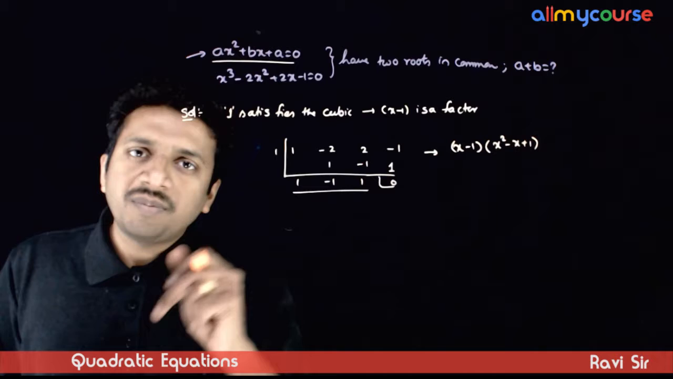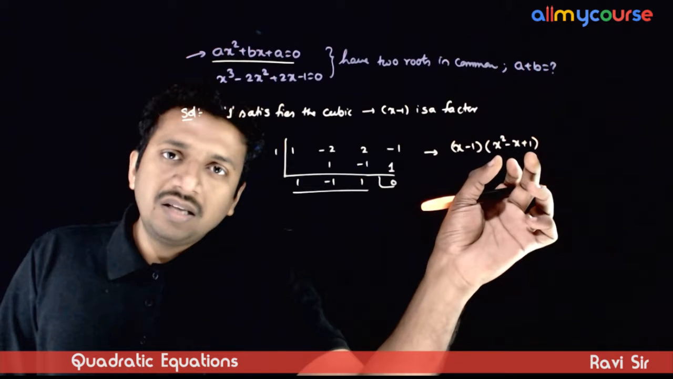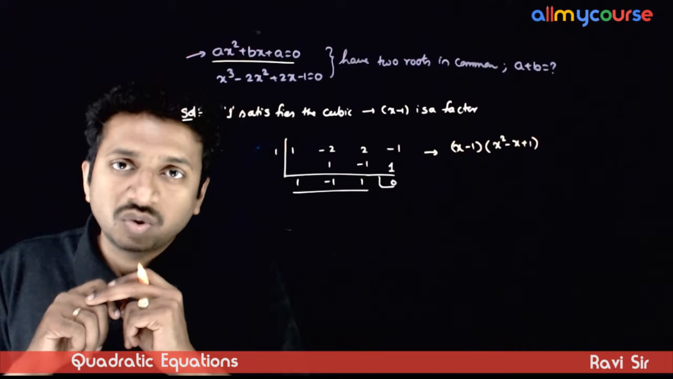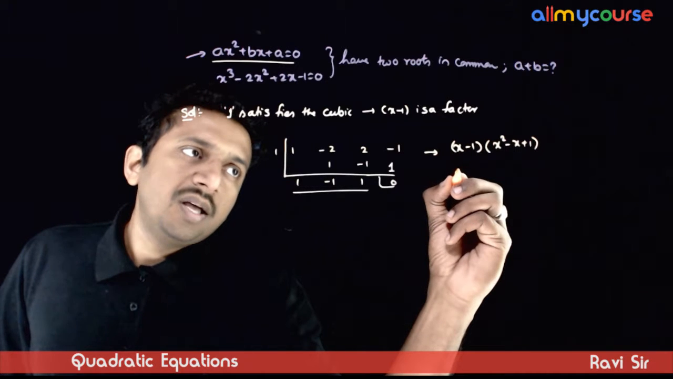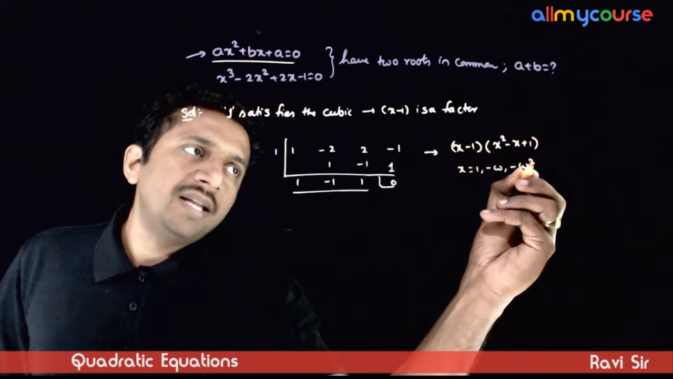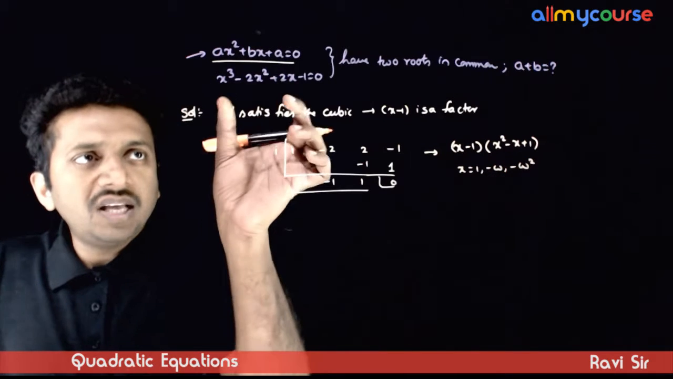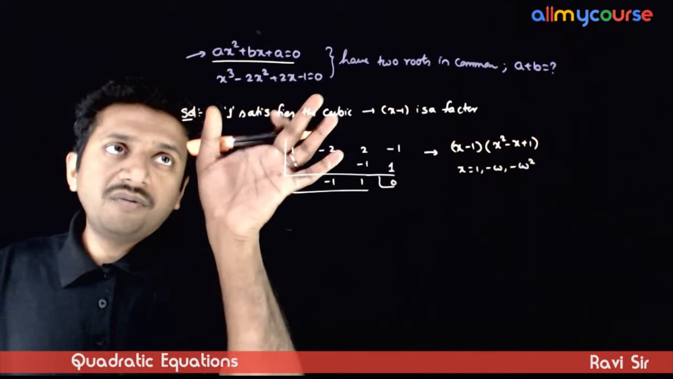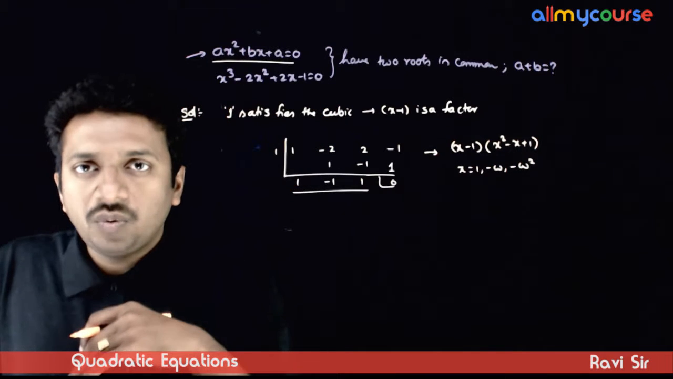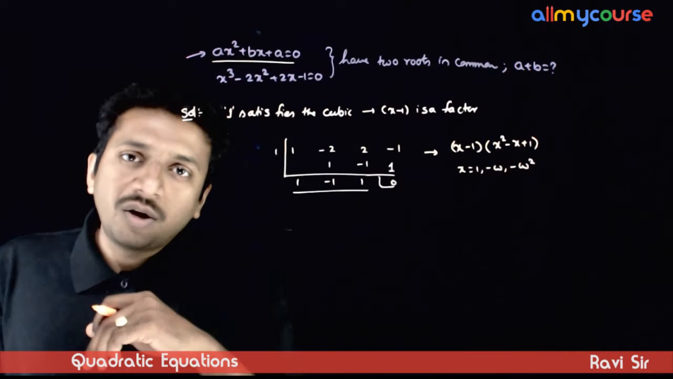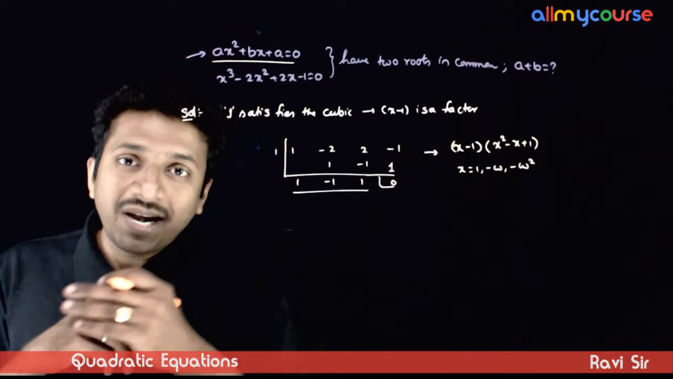And this is a very famous quadratic. This is a quadratic whose roots are −ω and −ω². So x is equal to 1, −ω and −ω². These are the three roots of this equation. Now we have all three roots of the cubic, and these two equations have two roots in common. So what might be the common roots?